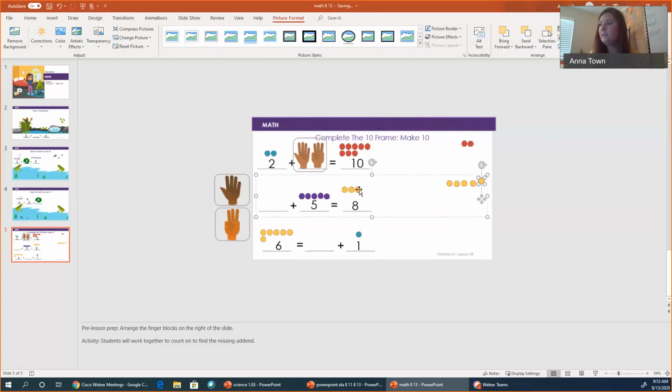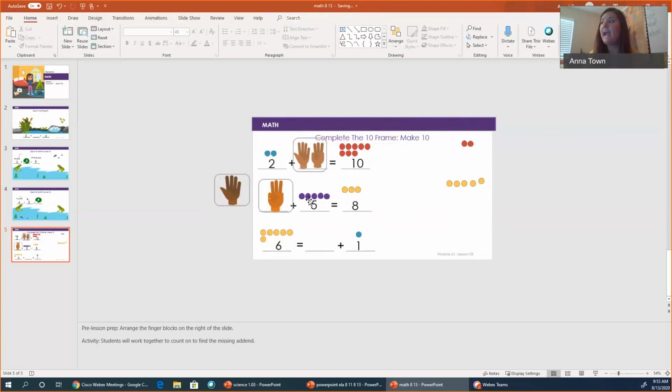1, 2, 3. So we are going to choose the hand that has 3 fingers up. To make sure we are right, we're going to count our fingers and the counters to make sure we get 8, which should be our total. 1, 2, 3, 4, 5, 6, 7, 8. And we do, so we know we are correct.